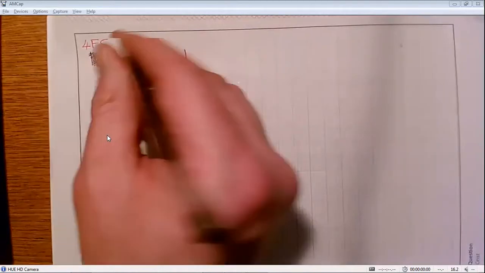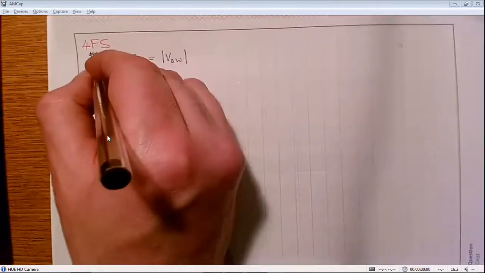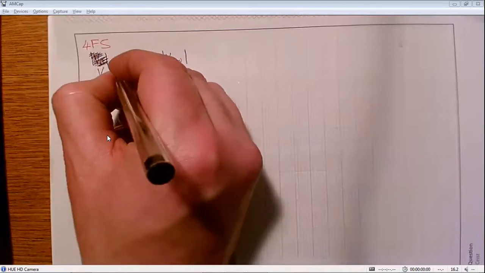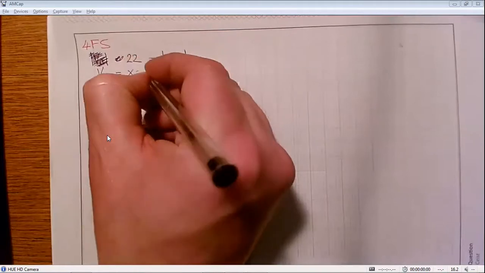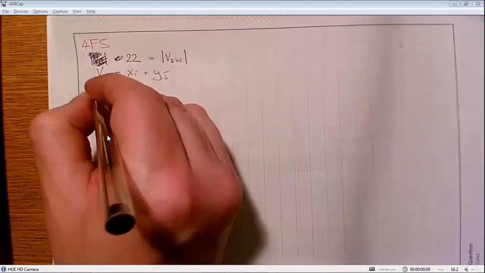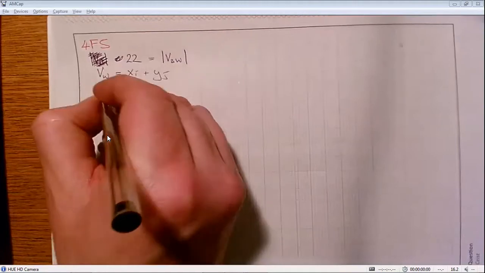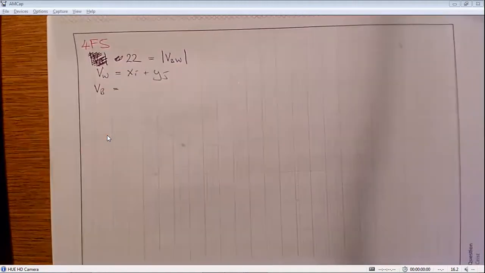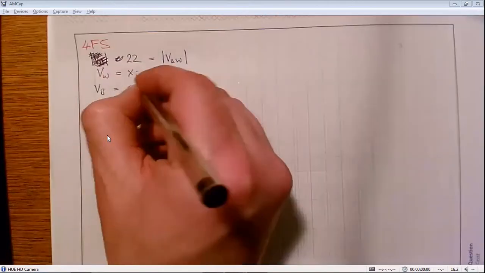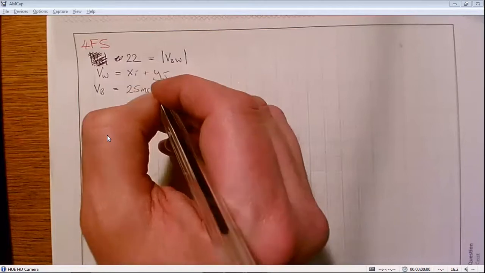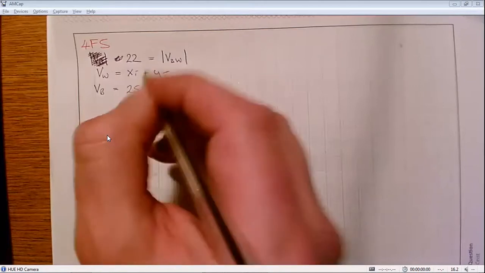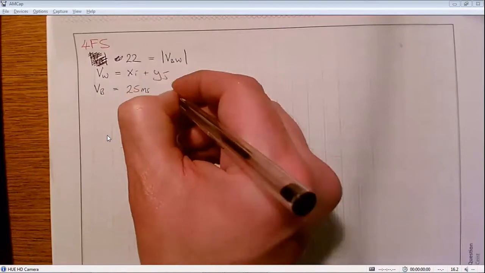So the velocity of the wind, we said often if we didn't understand what it was, we said it was going to be xi plus yj. And then the velocity of the bird, as looking at it from above, in this case is going at 25 meters per second towards the northwest. So going that direction.